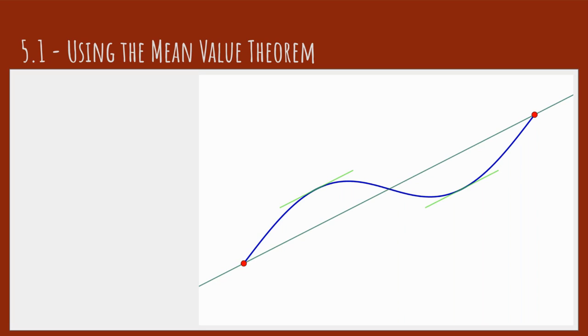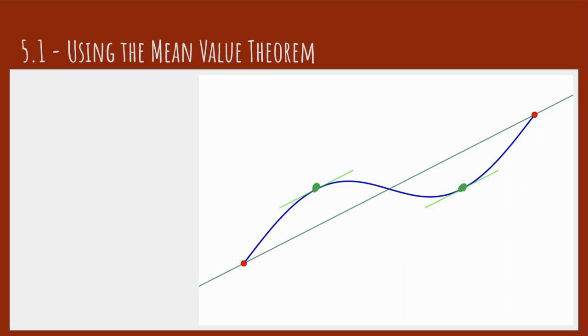So in this case, you may notice that there are a couple of points on this interval where the slope of the tangent line and the slope of the secant line are the same. It actually turns out that under certain circumstances, this has to be the case.